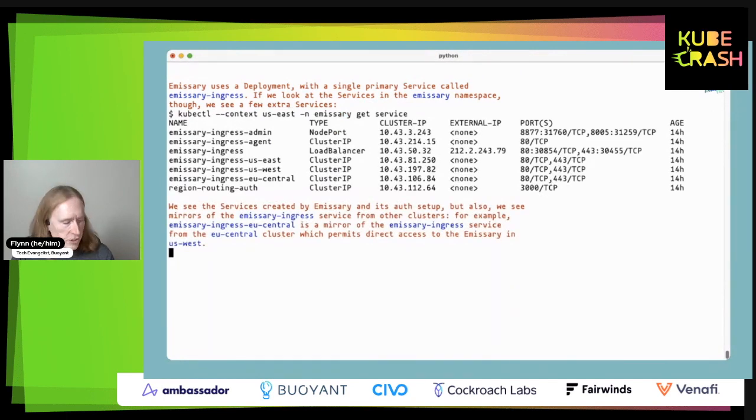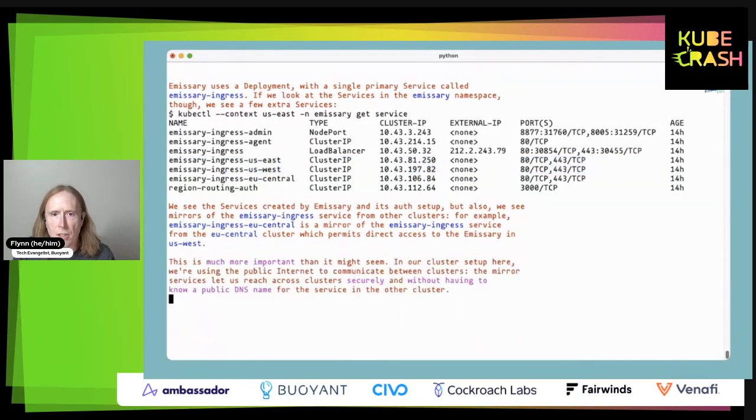This is basically just showing some of the ways that all of these things work. You can see mirrored services in here. This is really the most important thing I want to call out since we are over time. I'm sorry about that. Those mirror services are more important than they seem because we're using the public internet here, and Linkerd is the one that is allowing us to securely go over the public internet for this.